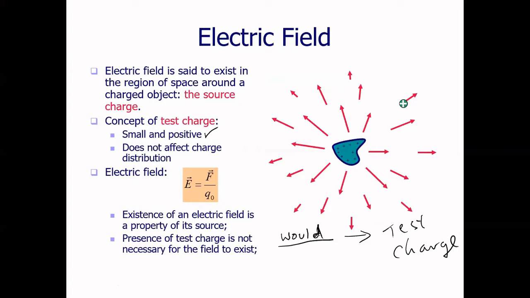But then, by definition, the electric field is basically the Coulomb force that would act on the test charge if it were placed at that particular point. So that's the point that I'm trying to explain, to say that the presence of the test charge is not necessary for the electric field to exist.